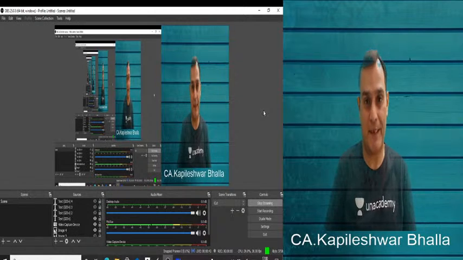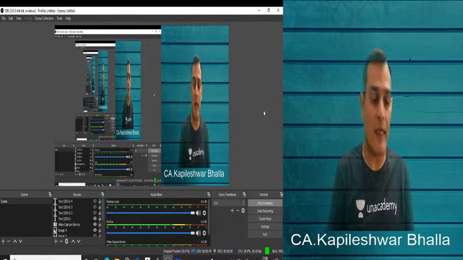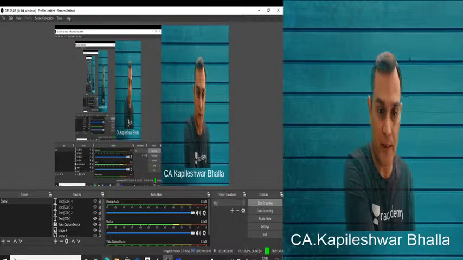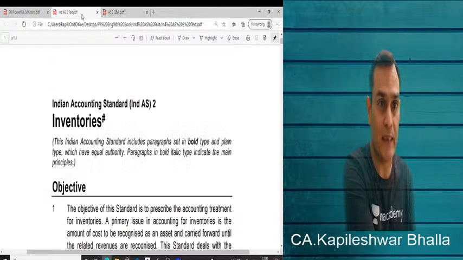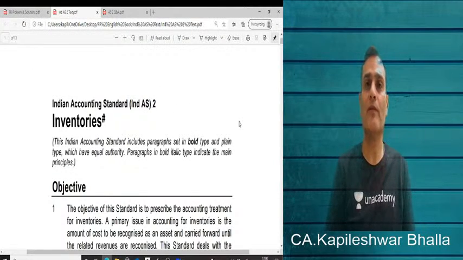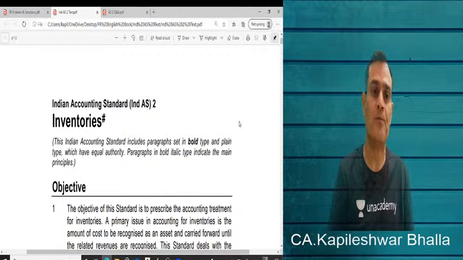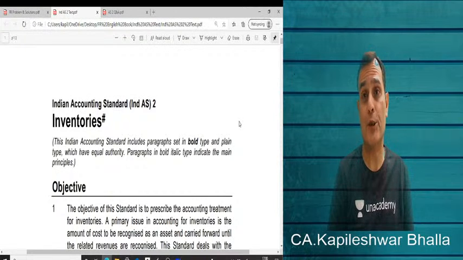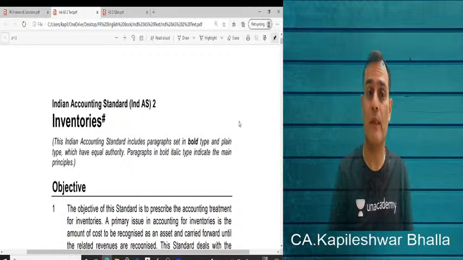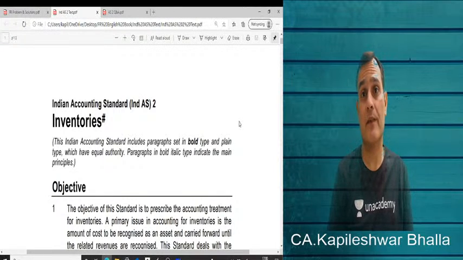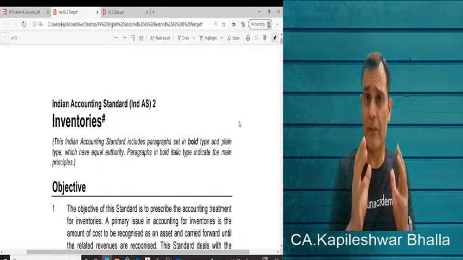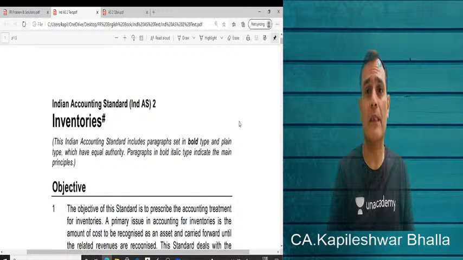I'm going to take you on the journey of Ind AS. Before I start with this particular Ind AS, I am already carrying the text of the Ind AS with me. Whenever you begin with a particular standard, the very first thing you should always do is look at the nomenclature of the standard. For example, if you look at Ind AS 2, the name of the standard is inventory. So the first thing you should focus on is what is inventory. I'm going to spend a good time analyzing the concept of an inventory. We're going to read the definition.